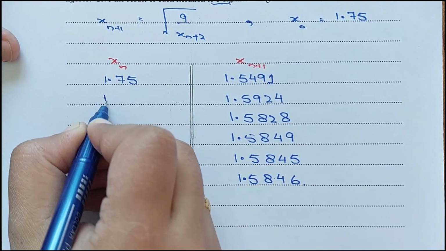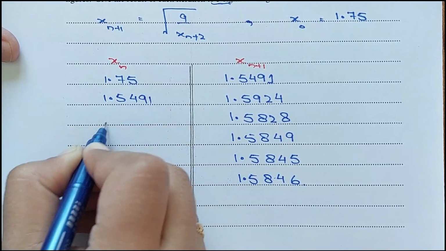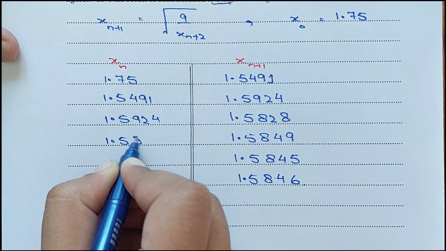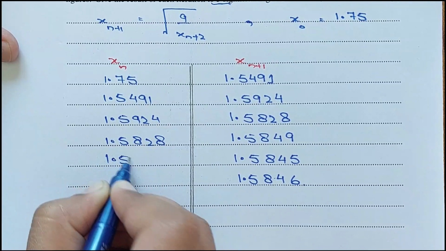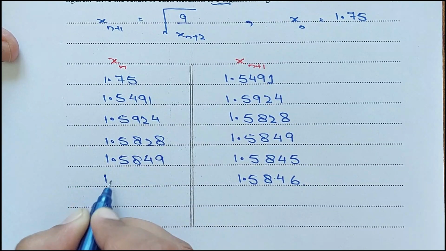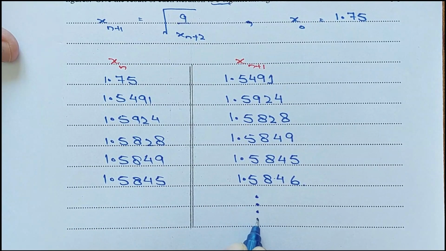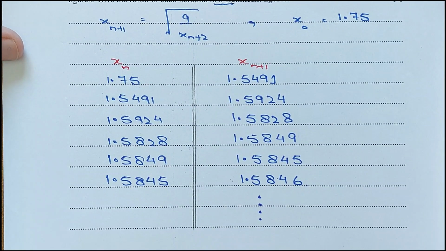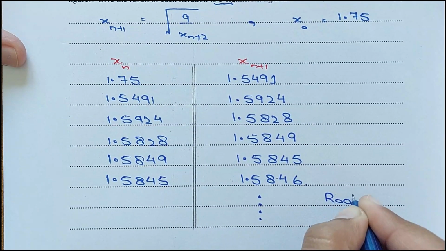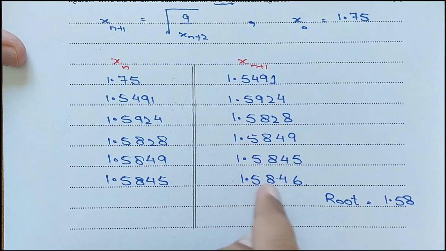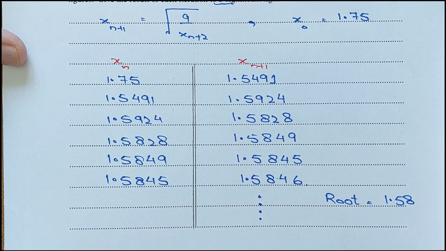So here we have 1.5491, 1.5924, 1.5828, 1.5849, 1.5845, right, and so on. Okay, so we have to find the root up to 3 significant figures. So here we can say the root is 1.58, and we keep getting the same 1.58 again and again. So 1.58 is the root which lies between 1.5 and 2.0 up to 3 significant figures.